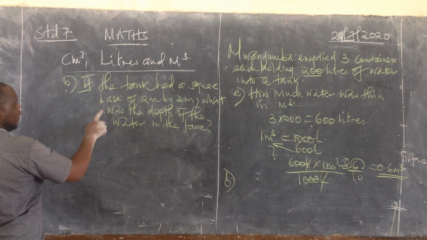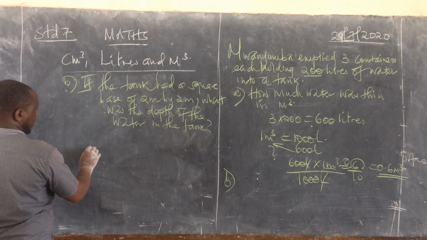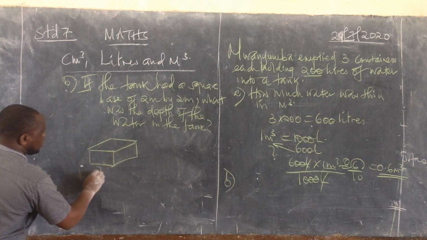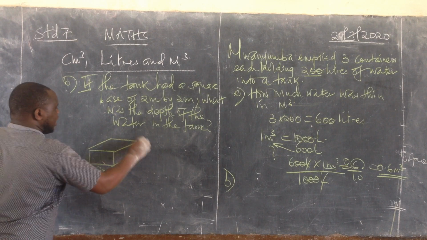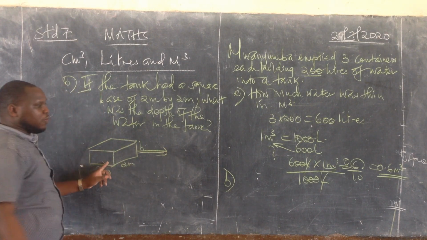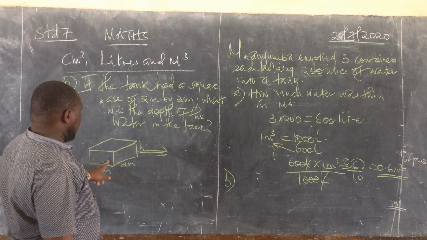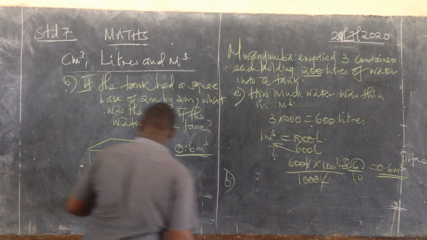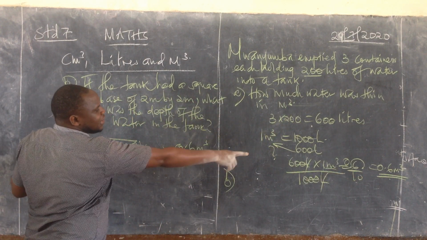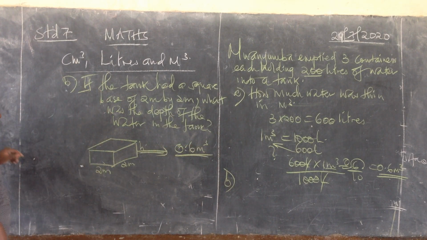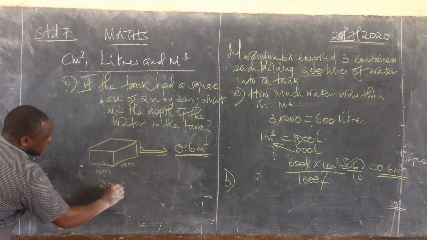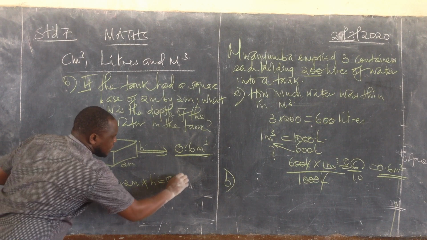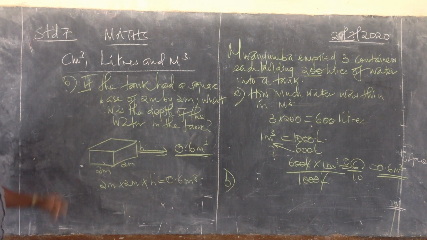So we have to draw a tank. We are told that the base was a square, so it has a square base, meaning that it looks like this. This was 2 meters, 2 meters, and we don't have the height. But the total volume of this is 0.6 cubic meters, because we have calculated the volume and you have got 0.6 cubic meters. So if you multiply 2 meters times 2 meters times the height, the answer is supposed to be 0.6 cubic meters. So that is what it means.